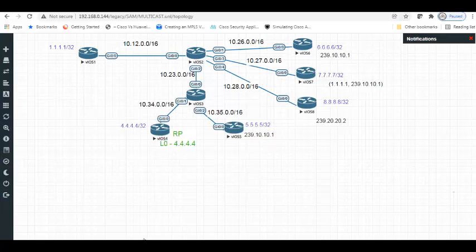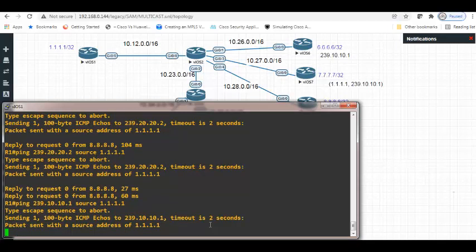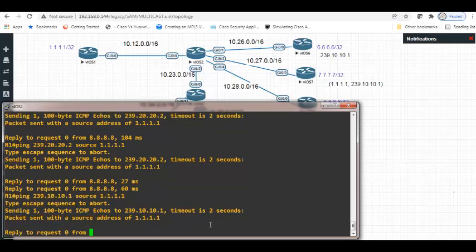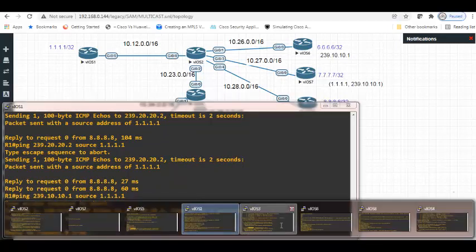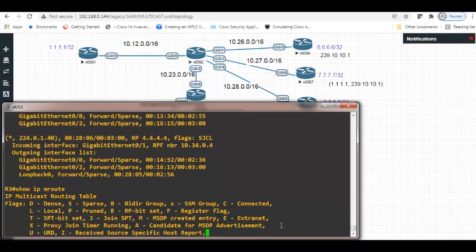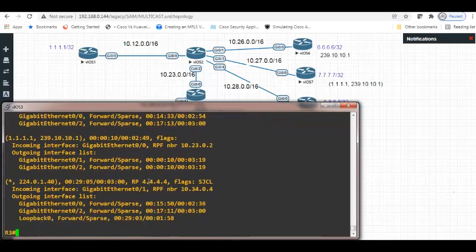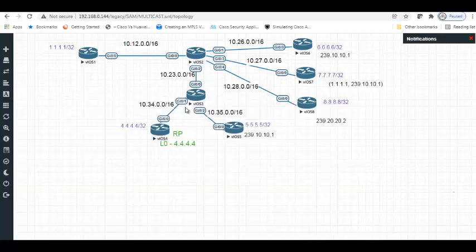Let me go and ping now. I'll generate the traffic. Okay. Now going to router 3. You see, the incoming interface is G00, not the rendezvous point interface.